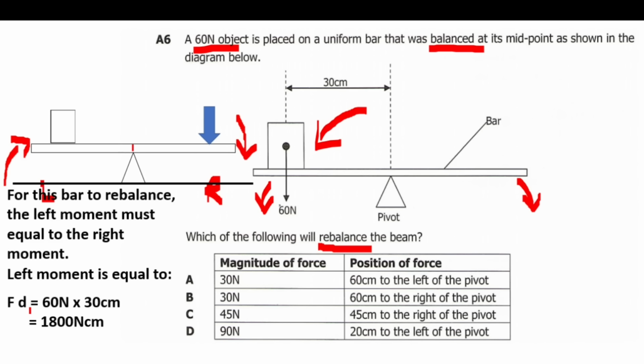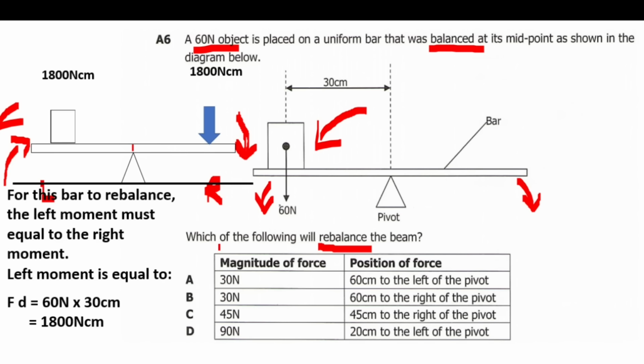So force times distance is equal to 60 Newton times 30 centimeters, which gives us 1,800 Newton centimeters. So this is the force which caused this to go like this. So it is the same force which is needed to be applied on the right, so that this now can rebalance. All right. So since on the left it is 1,800 Newton centimeters, even the right side should contain 1,800 Newton centimeters for it to balance like this.